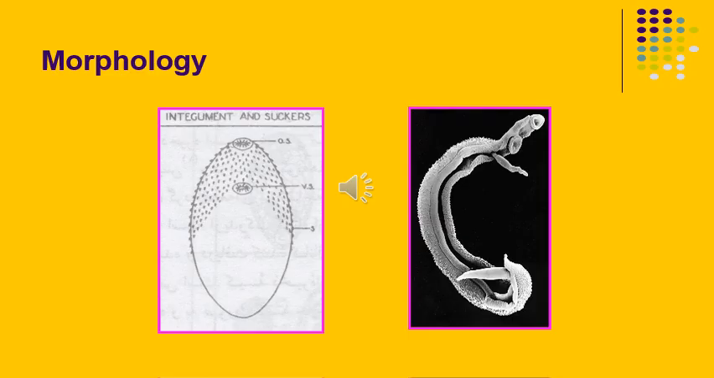As I told you, the trematodes are fluke-like forms, but the schistosoma is a little bit different because they are adapted to live in blood vessels and they look like the nematodes or roundworms.